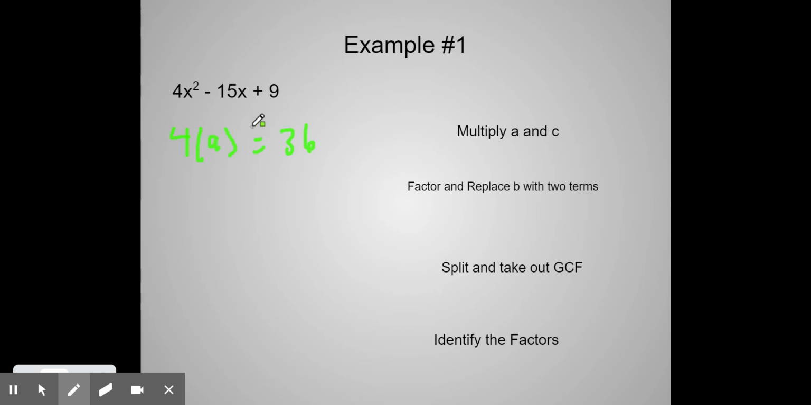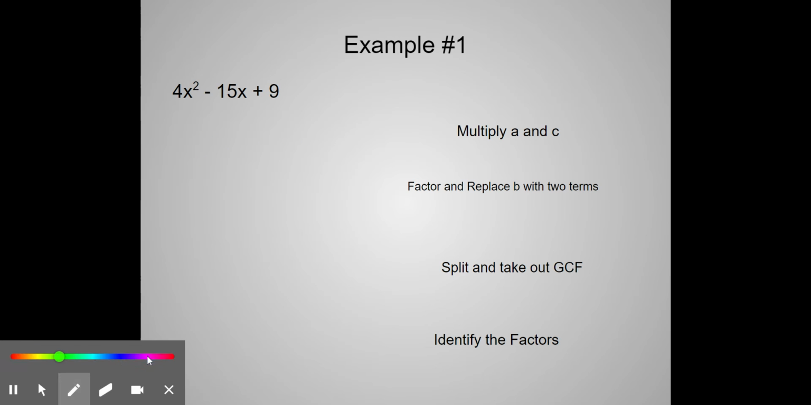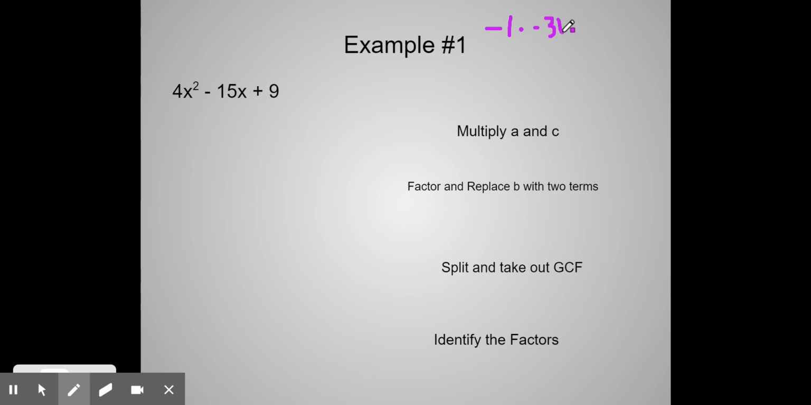Okay, so in this situation, I have a positive product and a negative sum. So I need two numbers that add to be a bigger negative. However, their product is positive. So I know that my two factors both have to be negative. Please reference that chart we did earlier if you have any questions there. So I need two negatives that multiply to 36. I'm going to change up the color. That green is hard to see here. So I need two numbers multiplied to give me 36. They both have to be negative.